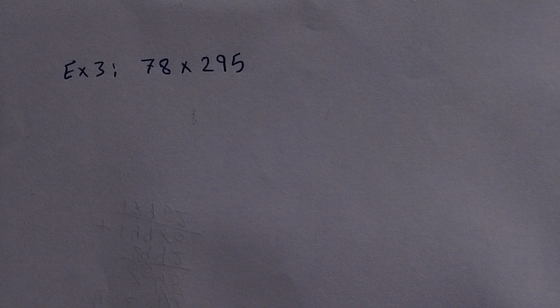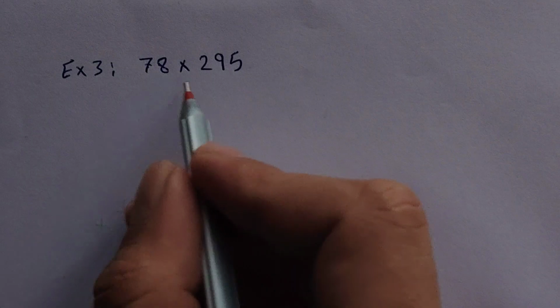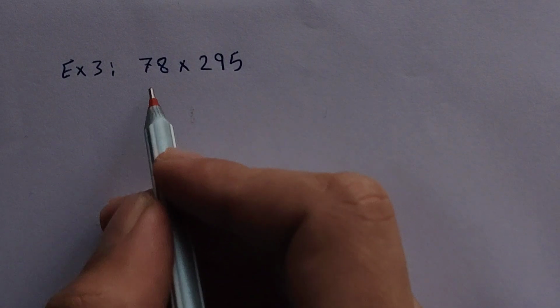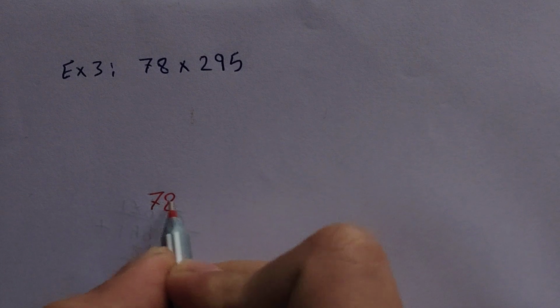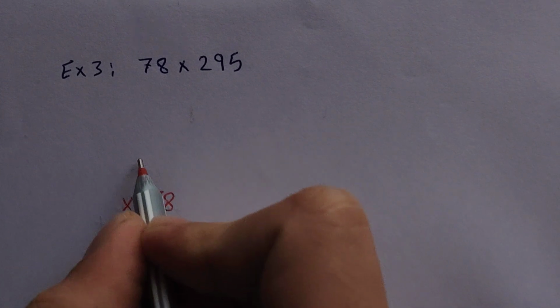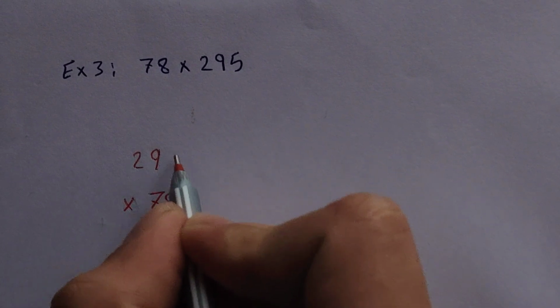Okay, this example, I want you to pause the video and try to solve it yourself. Solve it in 3, 2, 1. Now, same thing, the factor that has 2 digits, we write it below, so 295 times 78.